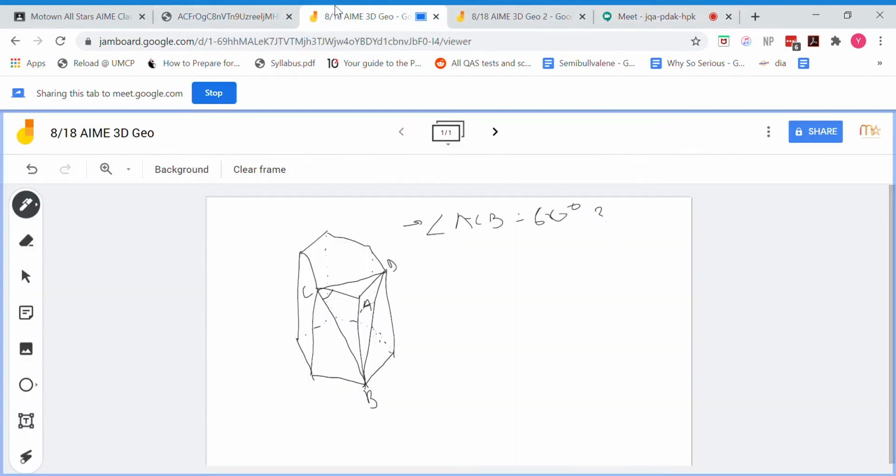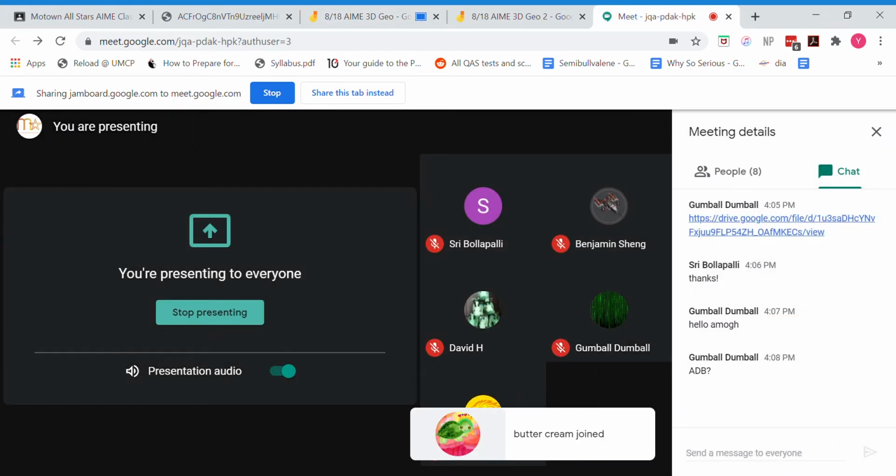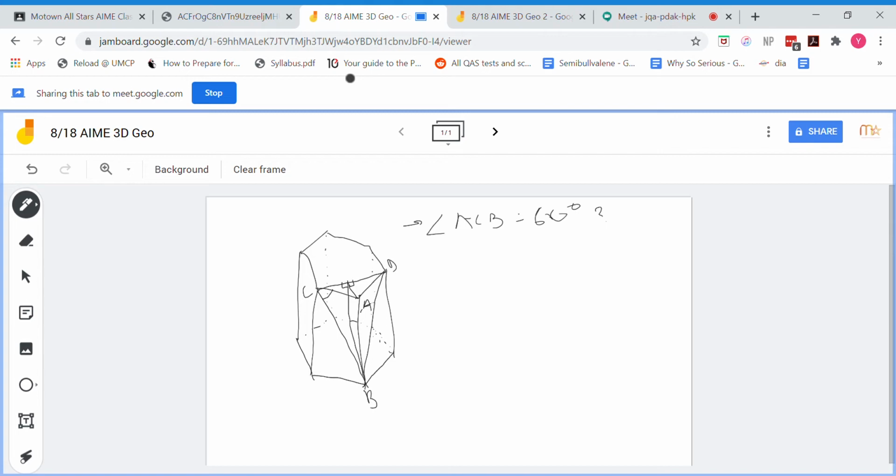One property of the dihedral angle is if you draw altitudes to the line where the planes meet. So the planes ACD and BCD meet at line CD, right? So if you draw the altitude to line CD from A, and you draw the altitude to line CD from B, right? Technically that's a line that you can't see, but if we call this point E, then angle AEB will equal 60 degrees.